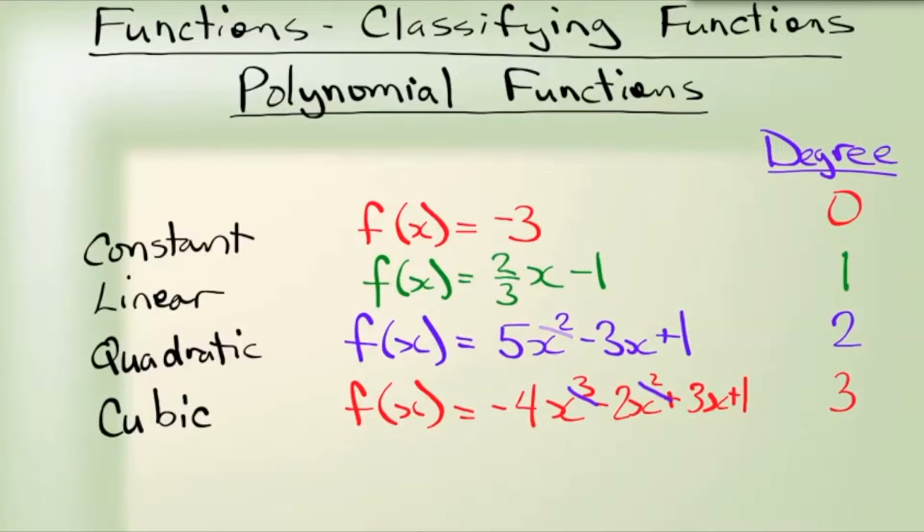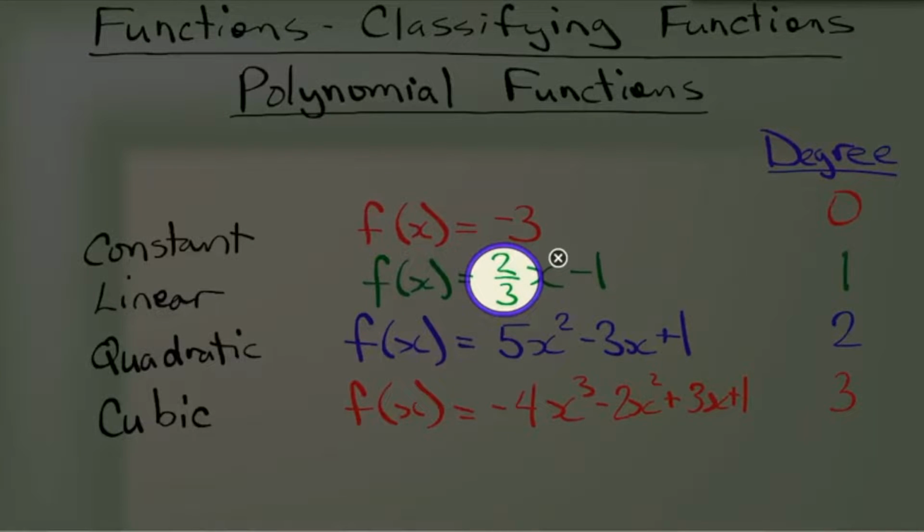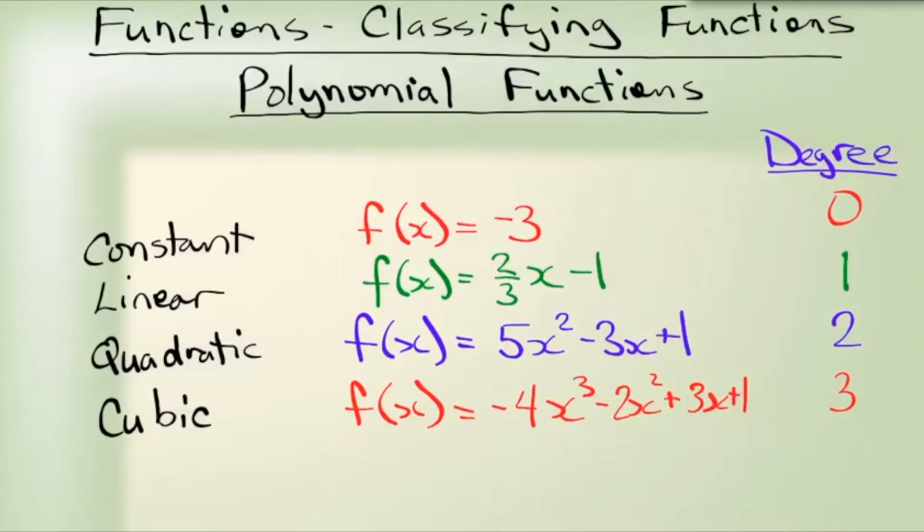Those powers are all positive numbers. It's okay if you've got a coefficient in front, and it's okay if that's a fraction, but the power on the x can't be. So let's look at some different types. The ones we're going to concern ourselves with are constant functions, linear functions, quadratic, and cubic. They keep going up to a higher degree, but this is what we're going to worry about.